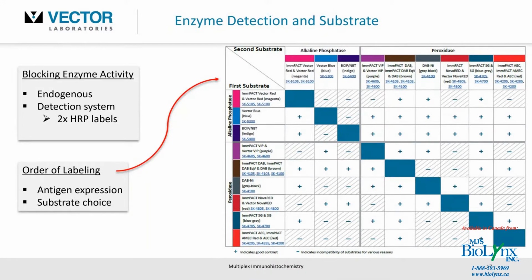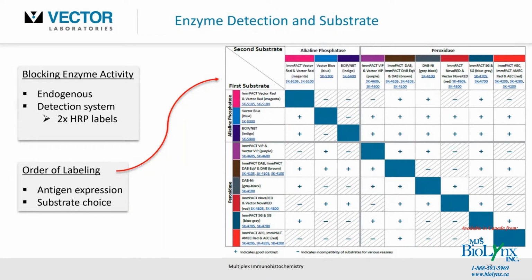So this table here, which you may or may not be able to see, you can download from our website, from one of the guides we've got. This would be the first substrate, here's the alkaline phosphatase, and then your second substrate choice is over here, either another alkaline phosphatase or peroxidase. And then the minus signs would be showing an incompatibility, and the plus signs would be compatibility with the first or indeed second label choices.